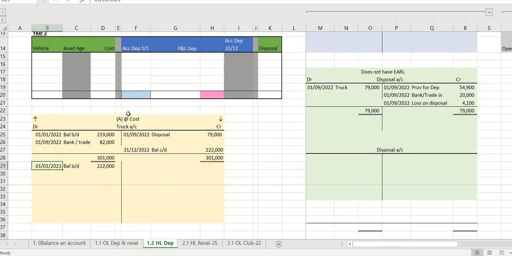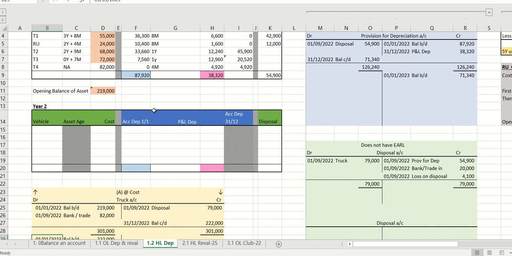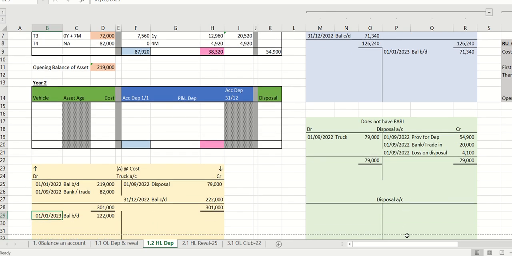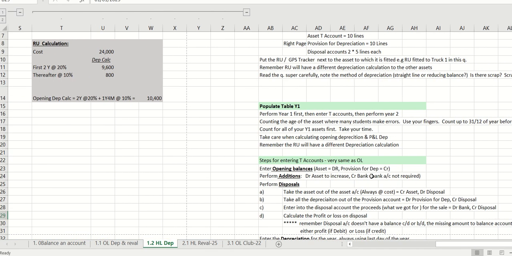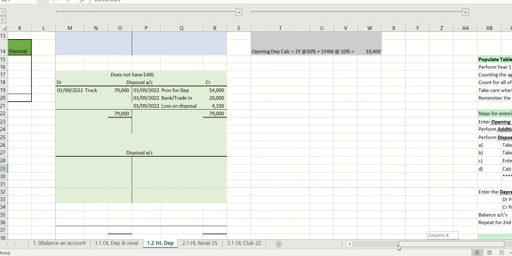Okay, that is year one done. It's in the bag. So our table is done, our asset account is done, provision for depreciation done, disposal done. We have followed our steps. We will not miss anything. Enter opening balance, perform additions, perform disposals, enter depreciation for the year, start again.